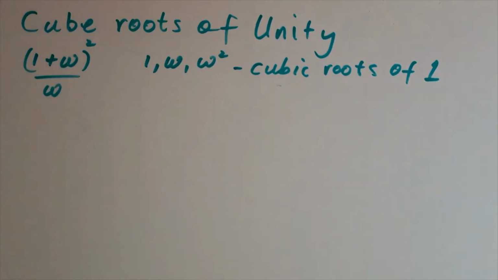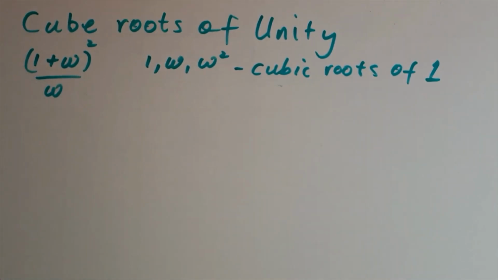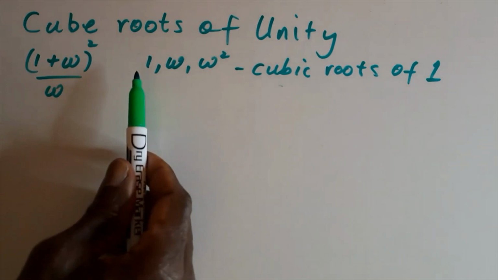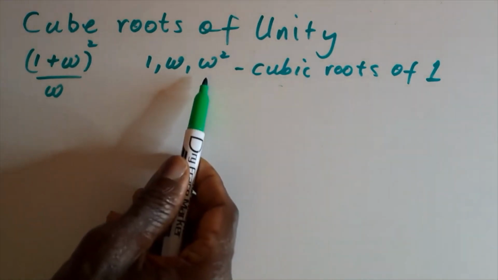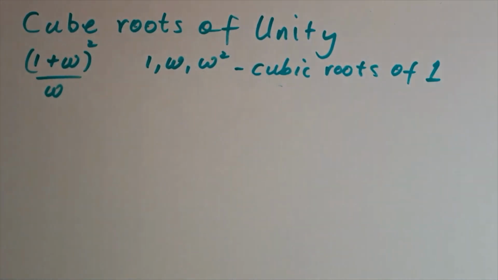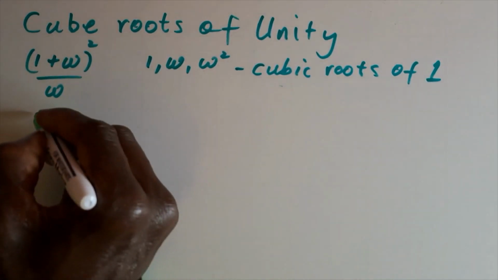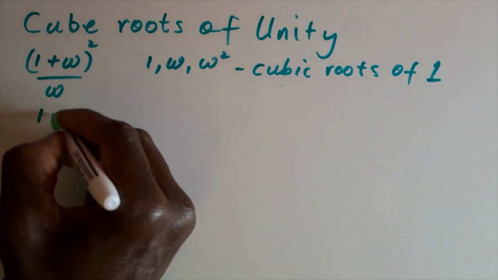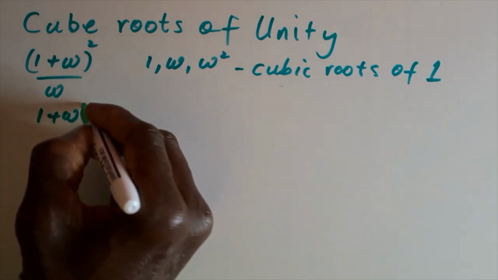Right, here we have an expression: 1 add omega squared over omega, and we're given that 1, omega and omega squared are the cubic roots of unity, or 1. So what we could go ahead and do is just simplify this.